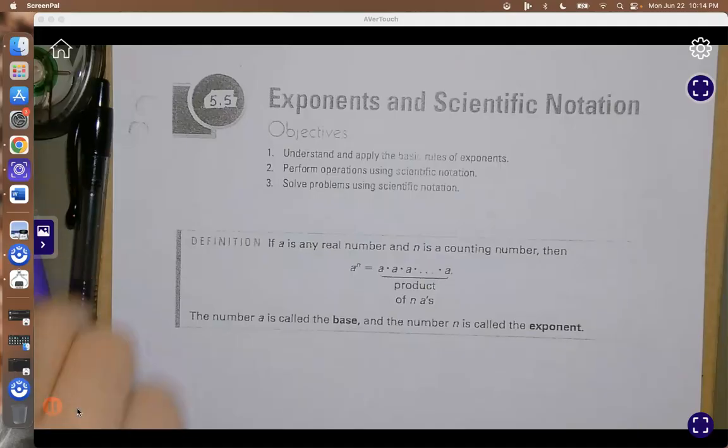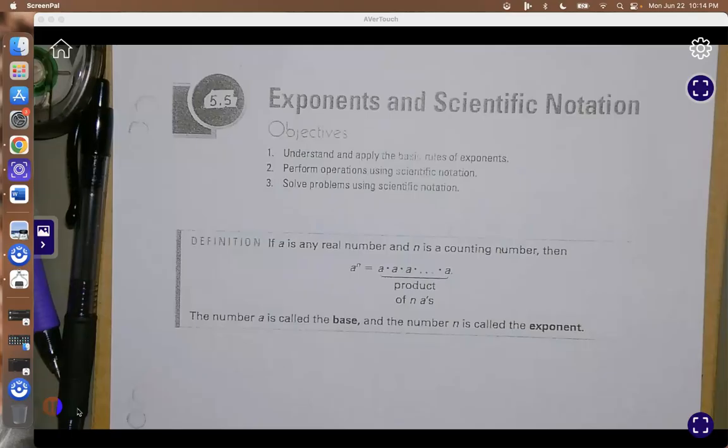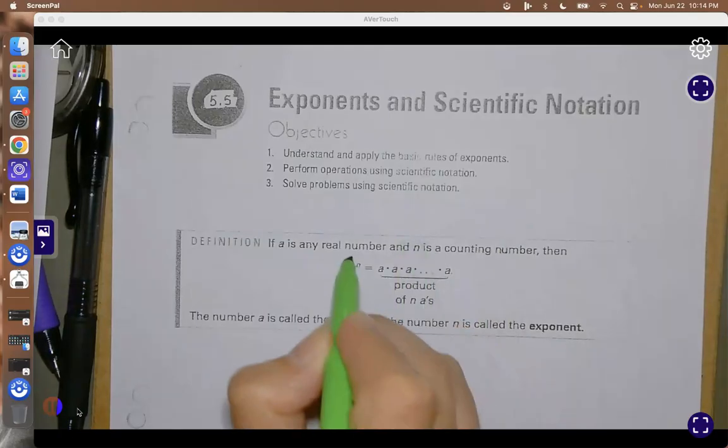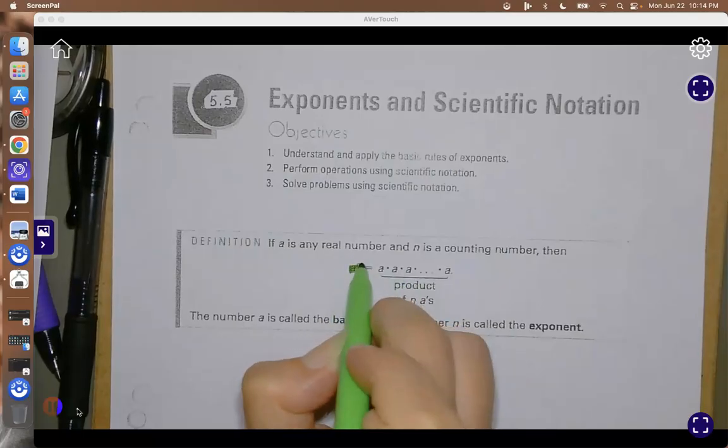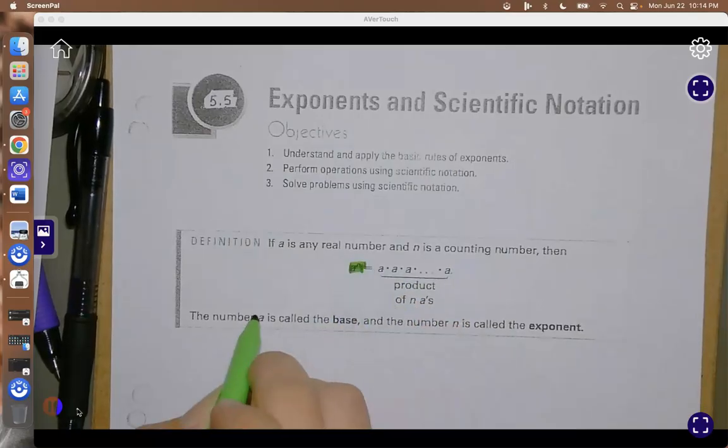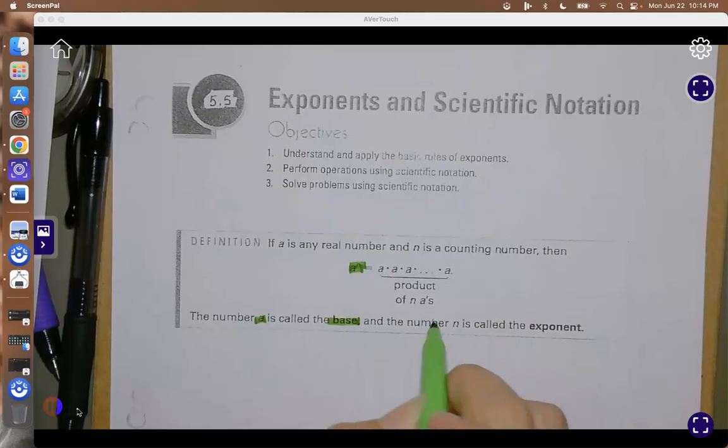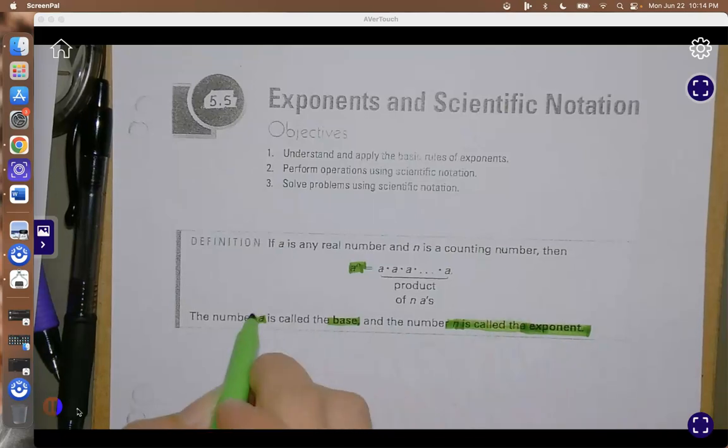Okay, so just to refresh your memory on some terminology, if we're looking at a number, which is a to the n, a is the base, and n is the exponent.